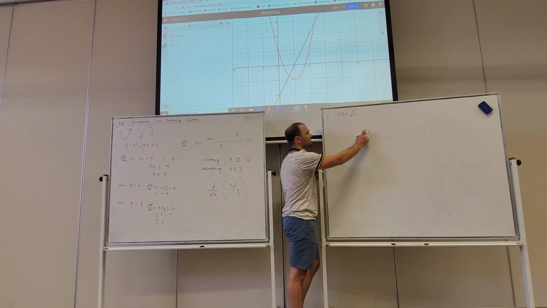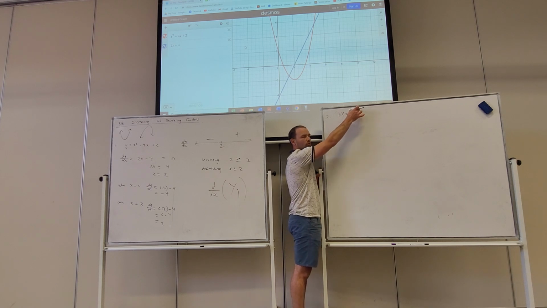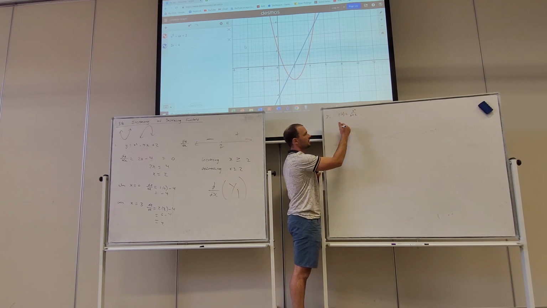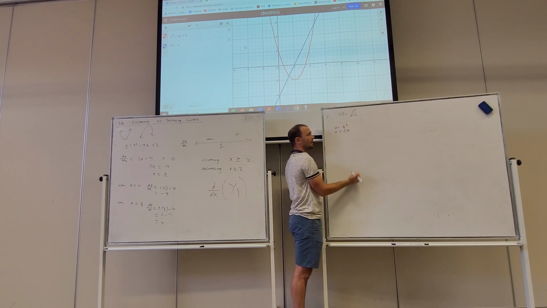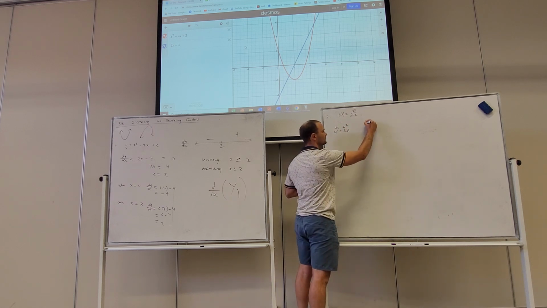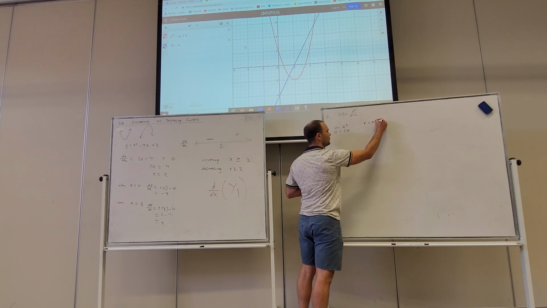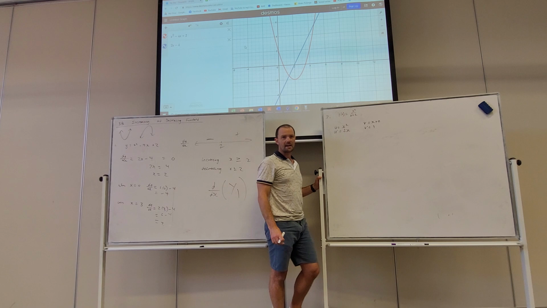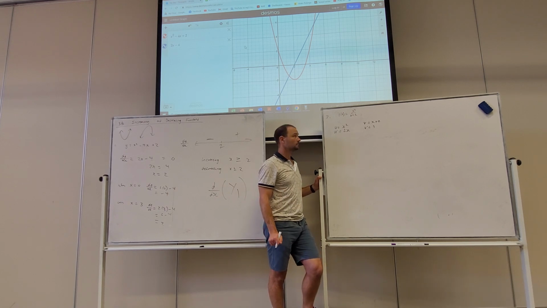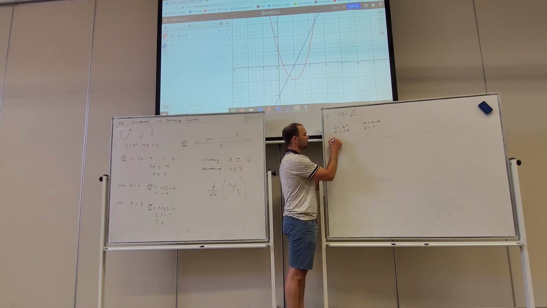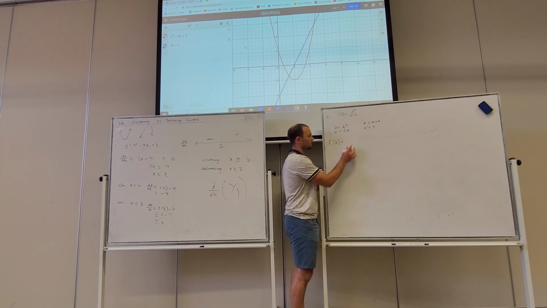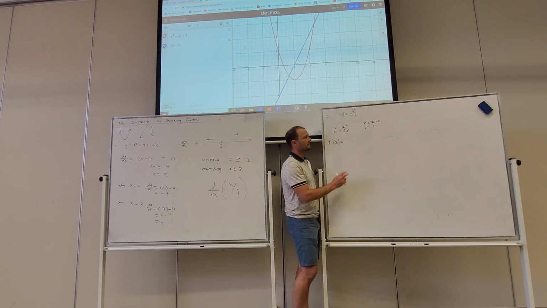Alright, so if we're going to differentiate this, we're going to need to use the quotient rule because we have one function divided by another. So we've got u is going to be x squared, u dash will be 2x, v will be x plus 2, and v dash will be 1. Let's smash all that together.